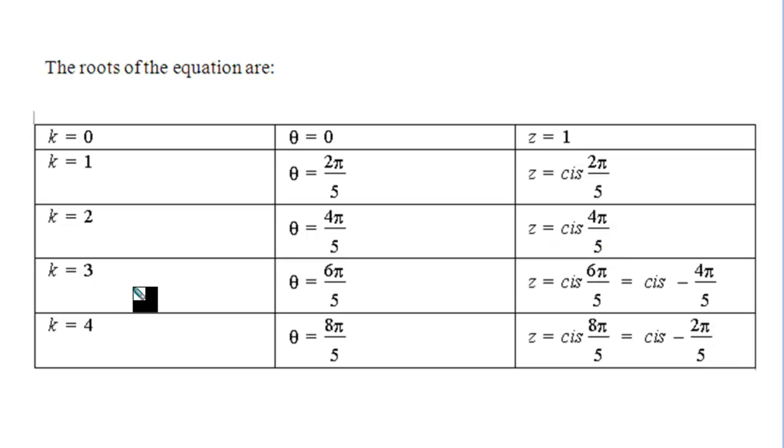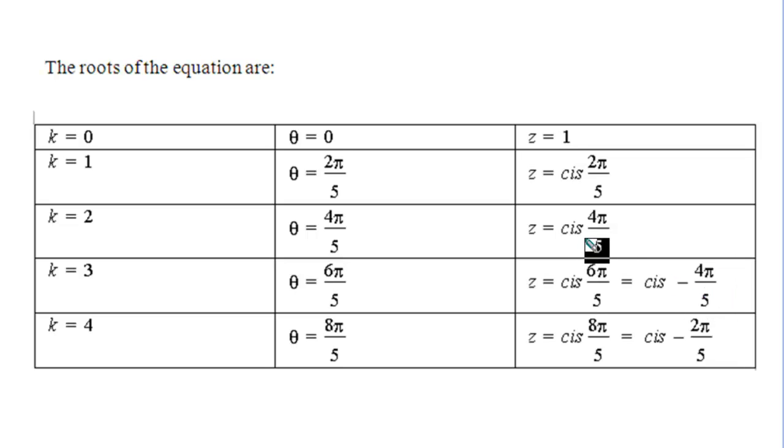K is equal to 3, we know theta would be 6 pi over 5. We get the complex number cis of 6 pi over 5, which, check out where 6 pi over 5 is. It's the same as cis of minus 4 pi over 5, which I write like that because it's going to be in the principal argument form.